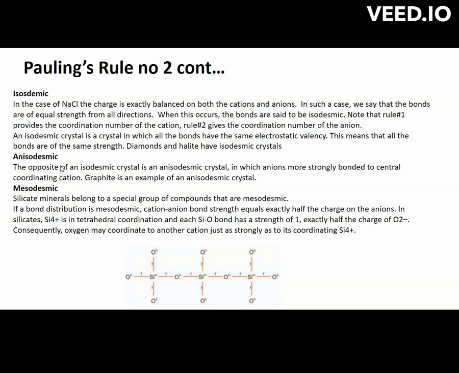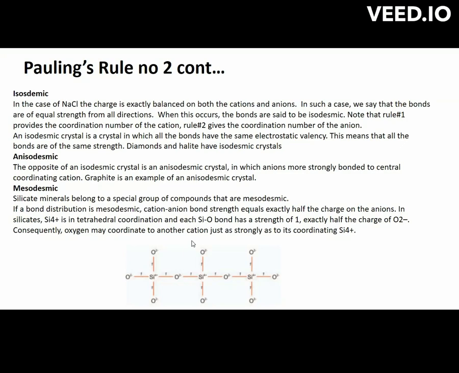Now with anisodesmic, it means all of these bond strengths are not equal. It's the opposite of that one. For example, this is well seen in graphite. And then mesodesmic is about the silicate minerals. They've got the tetrahedron, and the tetrahedron can either be isolated, share corners, share faces, and many other things, to give us the silicate groups, ranging from nesosilicate all the way to tectosilicate.